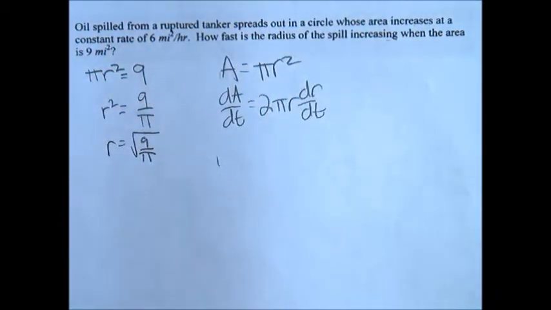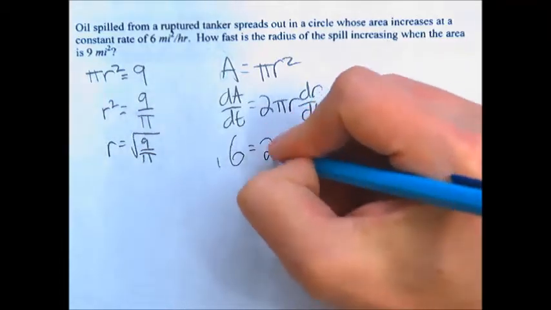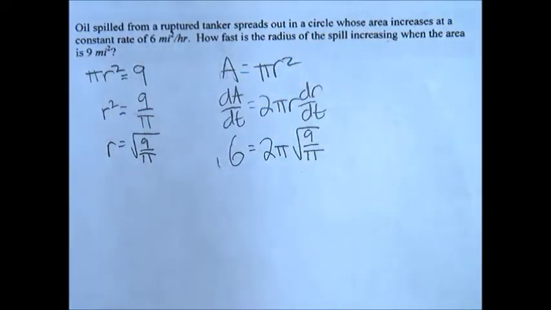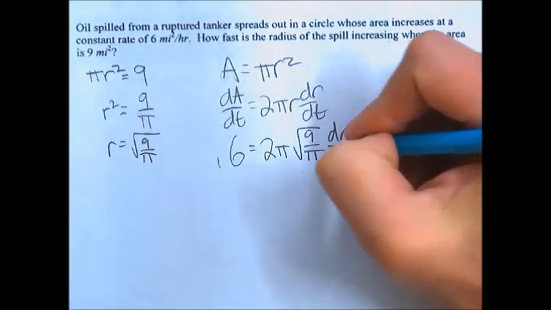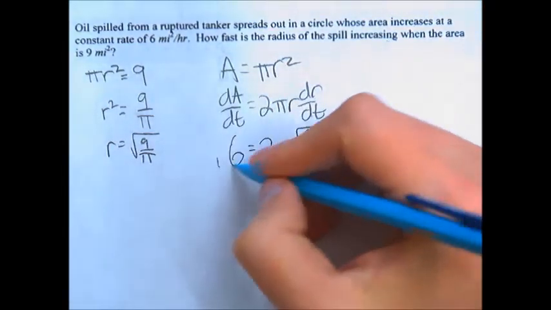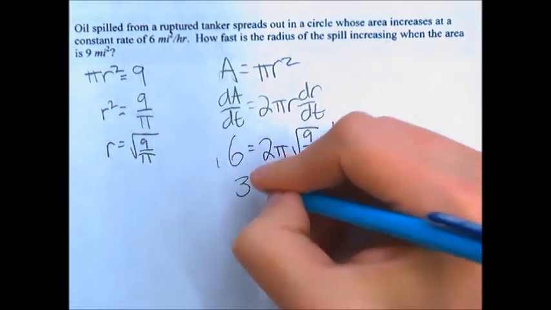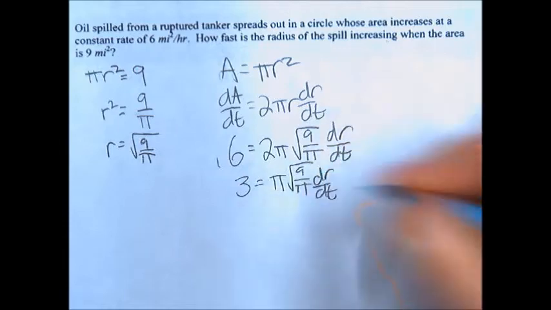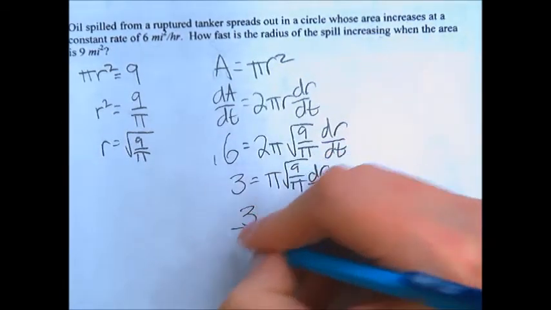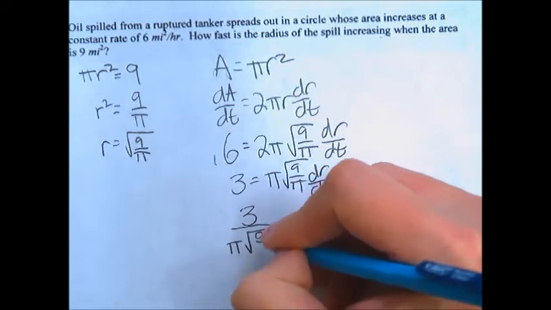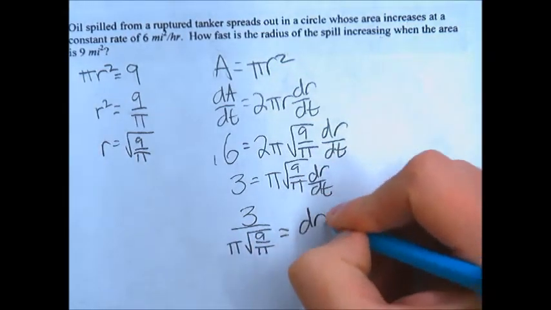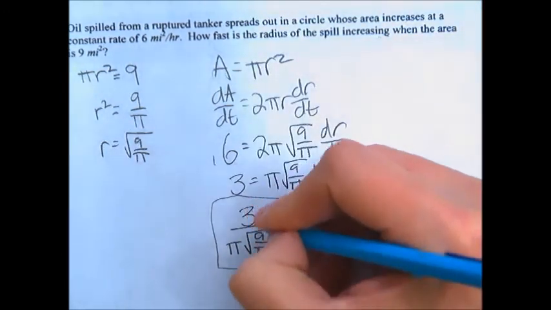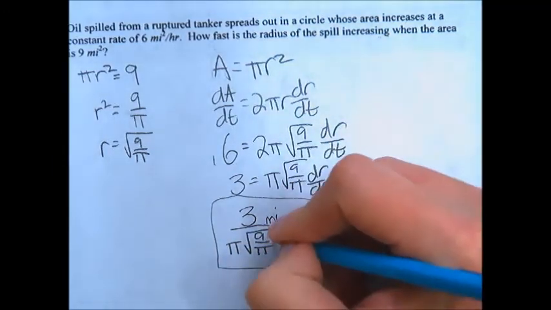And then we know a lot of this information. We know that 6 is dA/dt. We know that r is the square root of 9 over pi. And dr/dt is what we're solving for. So now I can divide both sides by 2, and I get 3 is equal to pi times root 9 over pi dr/dt. And then I can just divide by both of these things. So 3 over pi times root 9 over pi equals dr/dt. And that's the rate at which the spill is increasing, in miles per hour.